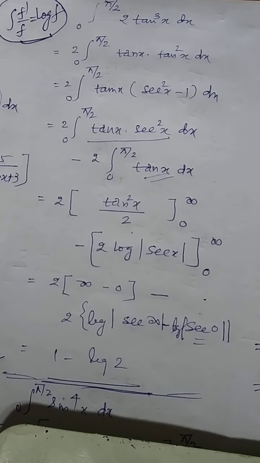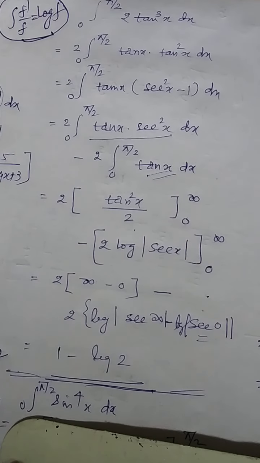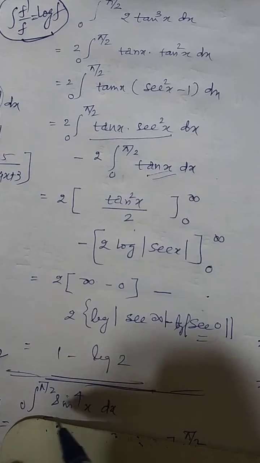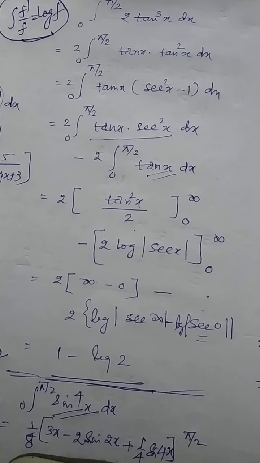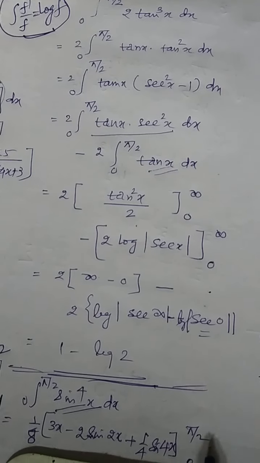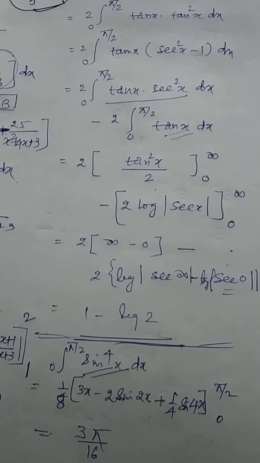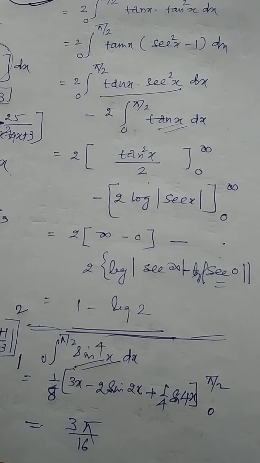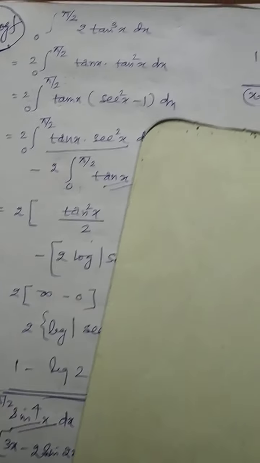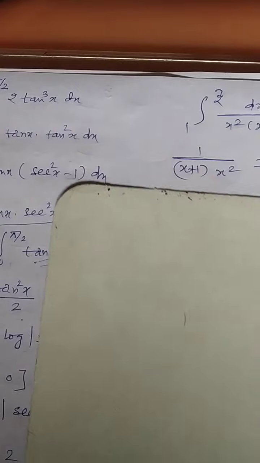This is one more question: sine raised to power 4. How to integrate sine raised to power 4? It can be written as sine square the whole square. This is a solved problem, you know the integration of this one. Integration of this is nothing but 1 by 8 outside, 3x minus 2 sine 2x plus 1 by 4 sine 4x. Upper limit is pi by 2 and lower limit is 0. Replace the values, you will get the answer as 3 pi by 16. All these types of questions you can get with the definite integral.